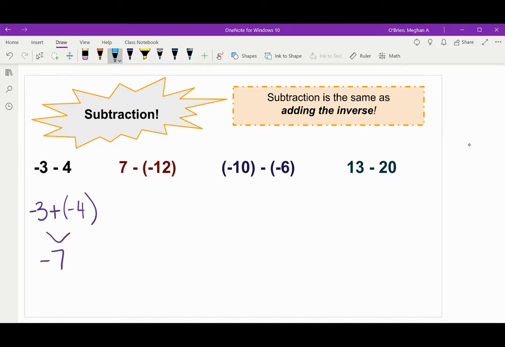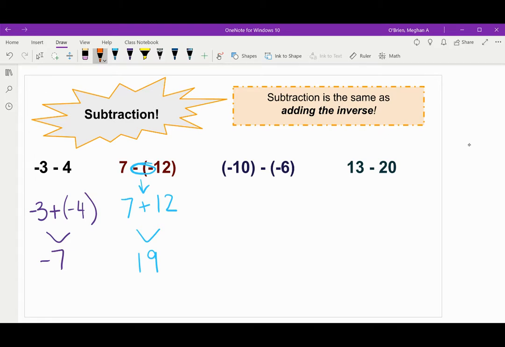Next one, 7 minus -12. Well, I start with 7. It's the same as adding the opposite of that second number. So the opposite of -12 is 12. And then simplifying that more, I would have 19. Remember, when these two negative signs are side by side, it turns into a positive.